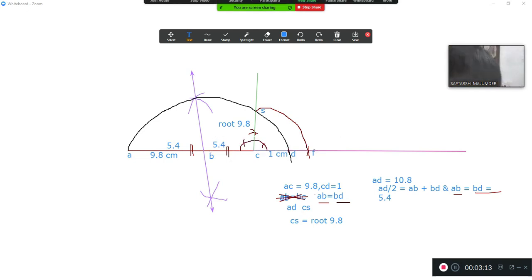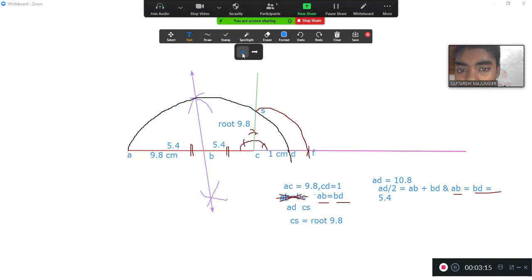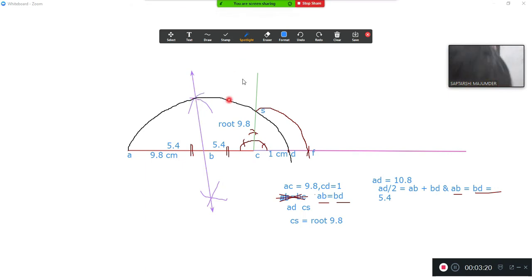If we just divide it. So I hope you all know how to divide a line into two halves. Just place your protector at your final point. Take the length of line more than its center. Make an arc here.